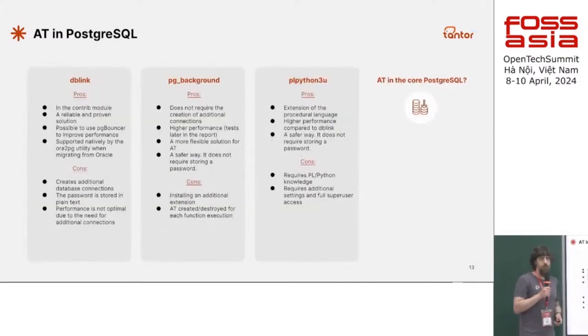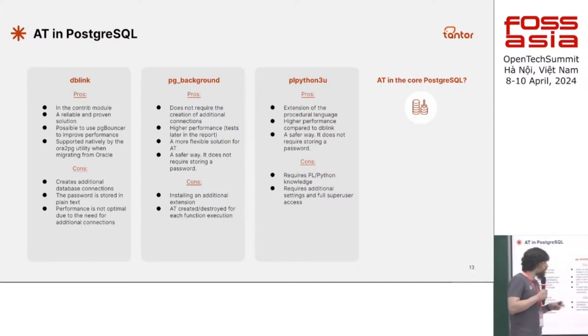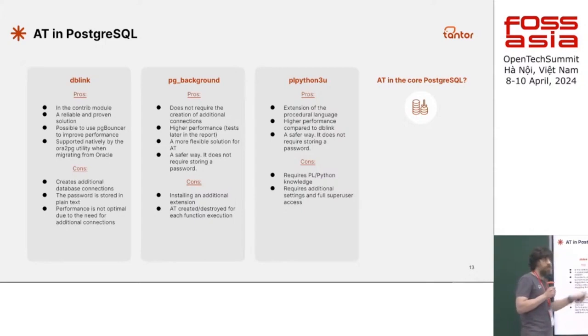So we don't have autonomous transactions in Postgres, but we have extensions that have such functionality, like dblink and pg_background. Also, we can use PL/Python for such behavior. But they all have some disadvantages: performance and security. For example, pg_background uses background workers, and for each function execution, we create and destroy a background worker. And dblink has a security problem: passwords are stored in plain text.